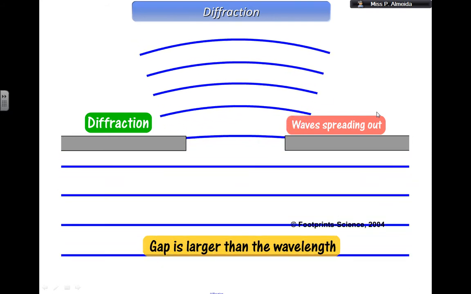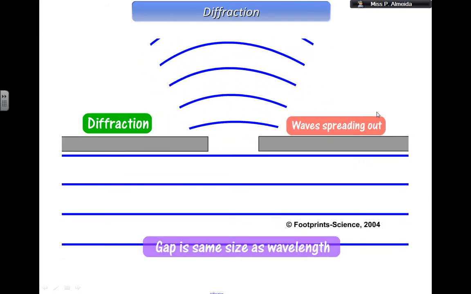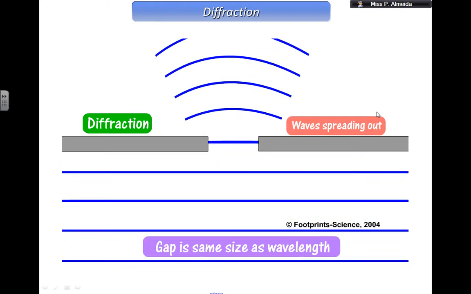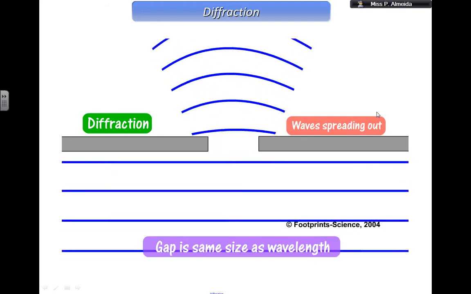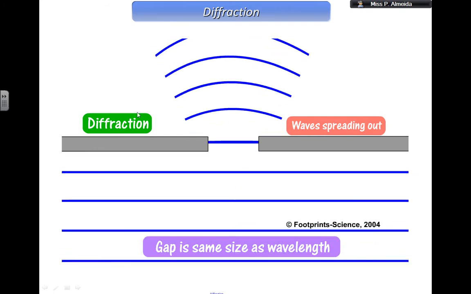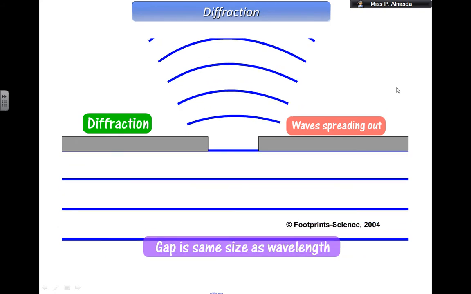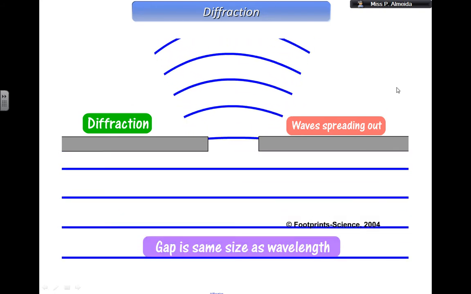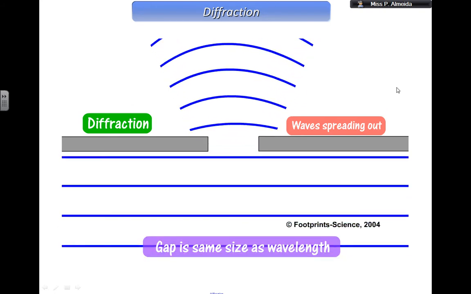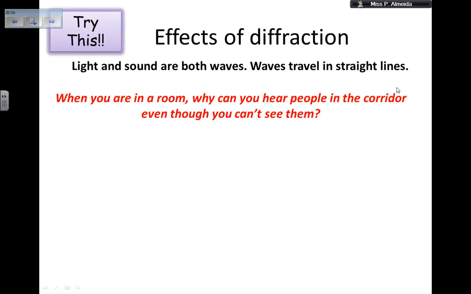That's diffraction. If you happen to have a smaller gap, diffraction happens even more. If the gap is around the same size as the wavelength, then the diffraction happens even more, and the spreading out is more easily seen, okay? Again, if the wavelength is too small, the wave is not going to see that as a gap, so it will just pass through. So that is diffraction.